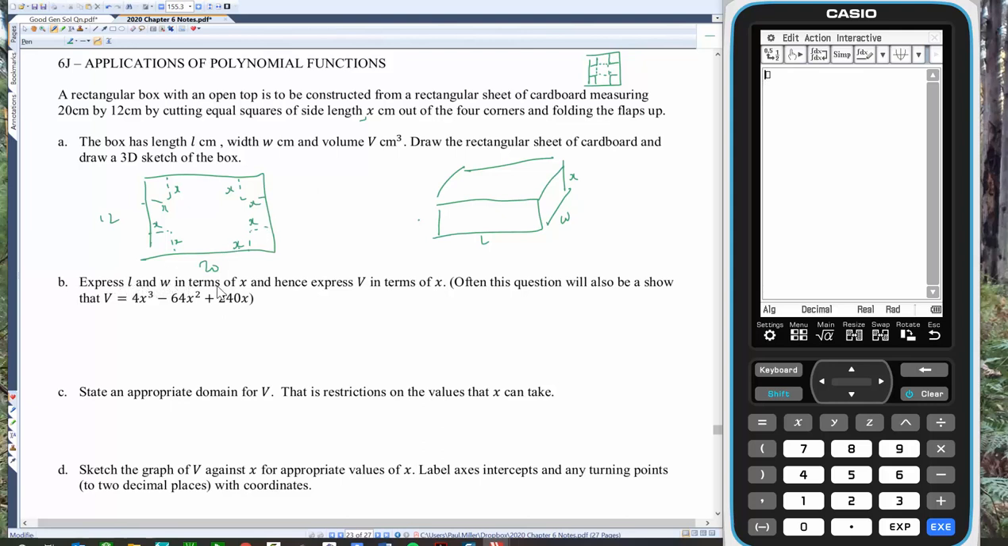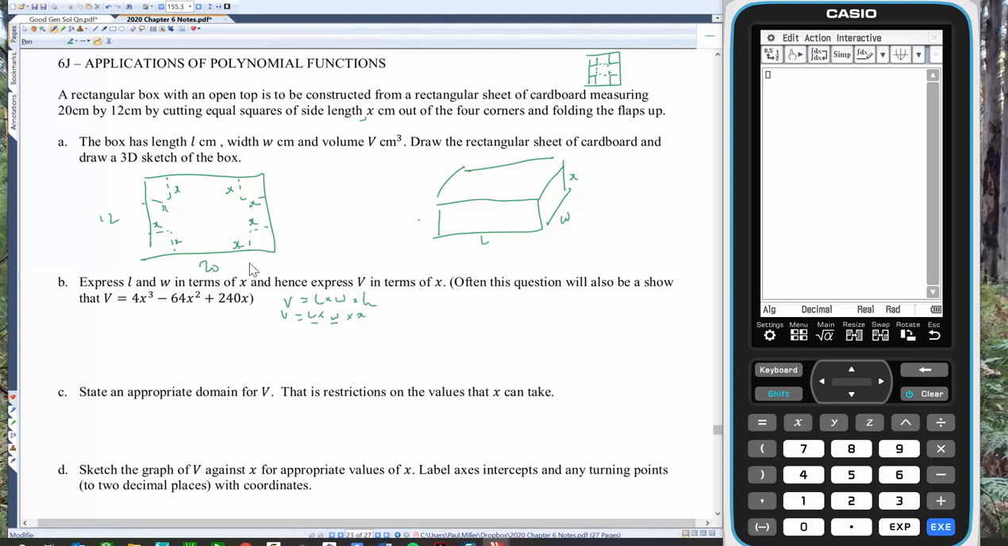Express L and W in terms of X, and hence express V in terms of X. If we're trying to find the volume, it's going to be length times width times height. At the moment, the only thing we know is the height is X, because that's the square dimension. So our volume formula at the moment is L times W times X. What we want to do is get L and W in terms of X, so we get volume in terms of one variable only. That's the same thing we've been doing for quadratic functions as well. How are we going to do it?